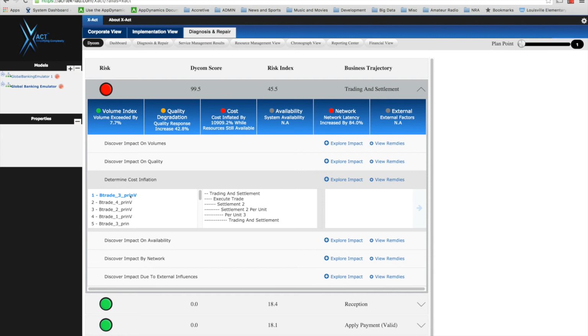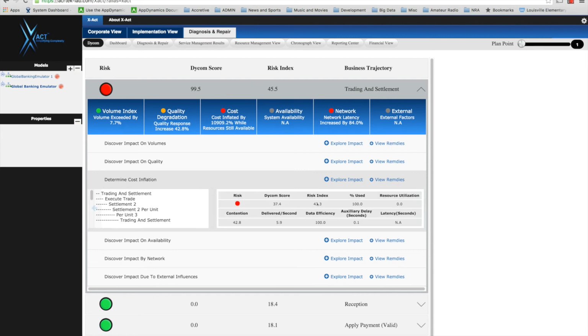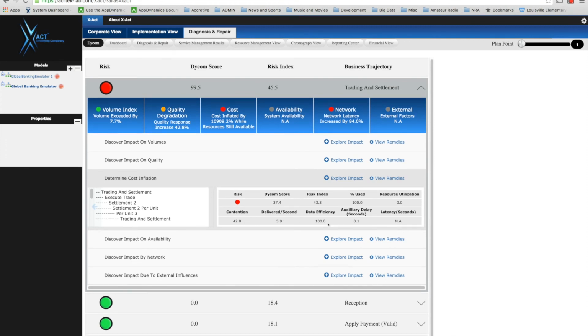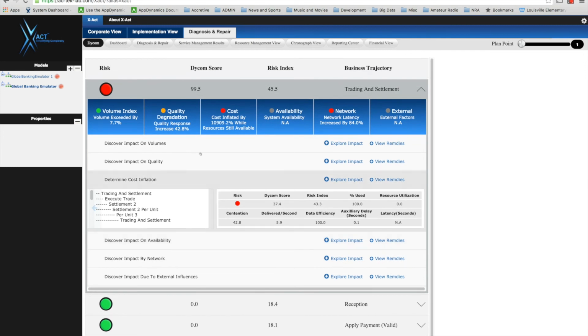I can see that I have a very high 37.4 DICOM score. This is used by 100% of the requests going through. Contention is 42.8. We can see time. We have data efficiency, which isn't too bad here. I can check out additional components.